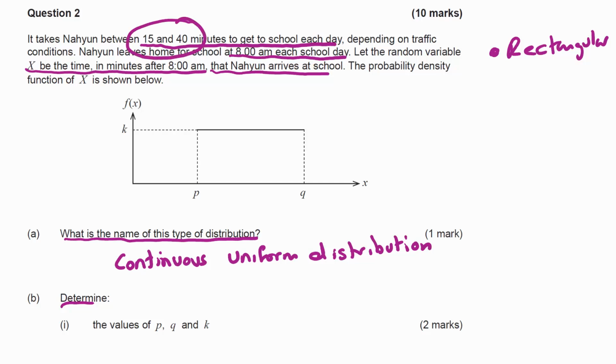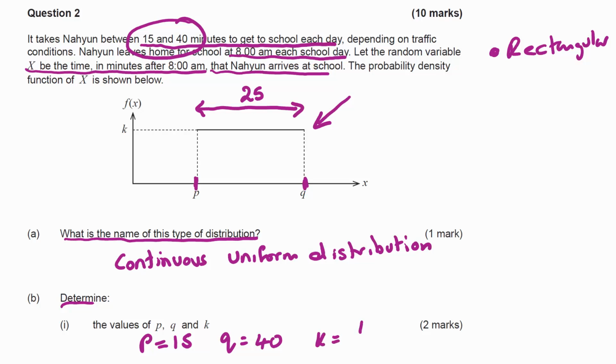We're told it takes between 15 and 40 minutes to get to school. So that suggests to me that P is equal to 15, because here is the earliest arrival time. Q is going to be 40, latest arrival time. And then the width of the box from 15 to 40 is 25. We know the area of the box has to be 1, so that tells us that K is 1 over 25.